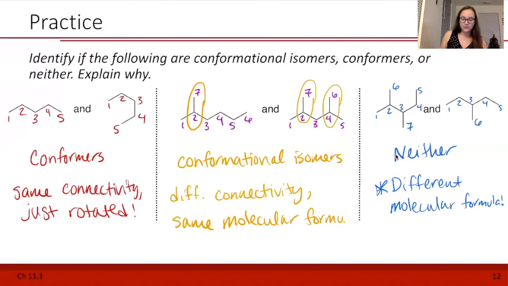Okay, those were some of our practice problems for identifying conformers and isomers and seeing if molecules are the same or not. So that is where we're going to end this video, and I'll pick it up with you guys talking about the next topic.